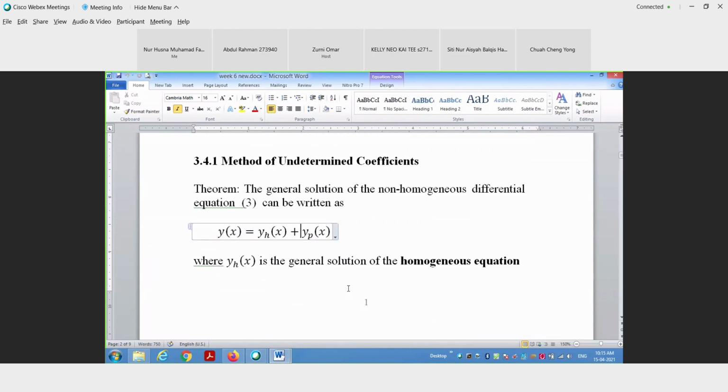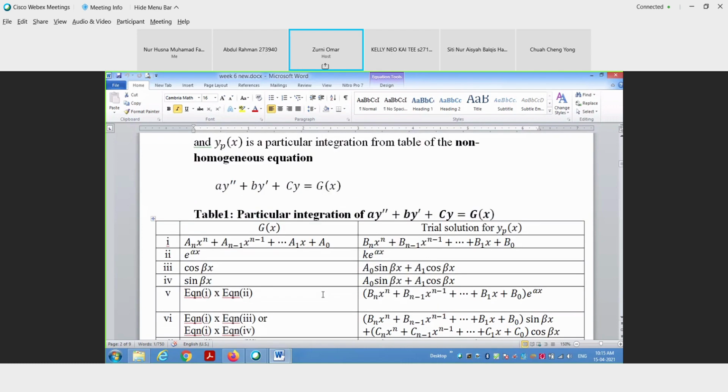So this consists of two solutions, yh and yp. You have learned to find yh before. So now we need to find yp from this table. What is yp? Suppose yp is a particular integration of y double prime plus by prime plus cy equal to g(x). So this is second order linear with constant coefficients, and we know that g(x) is not equal to 0 because this is non-homogeneous. Now we focus on g(x).